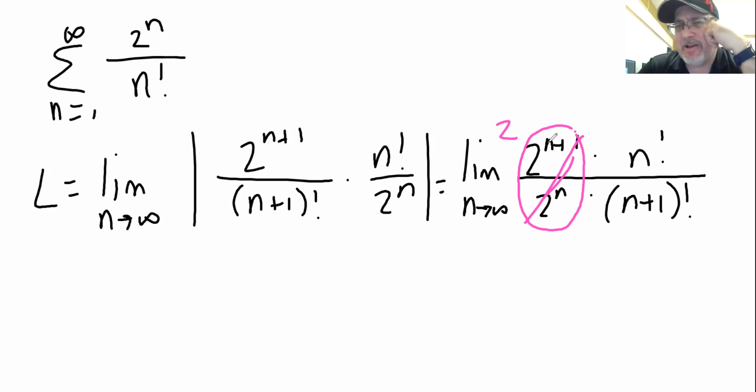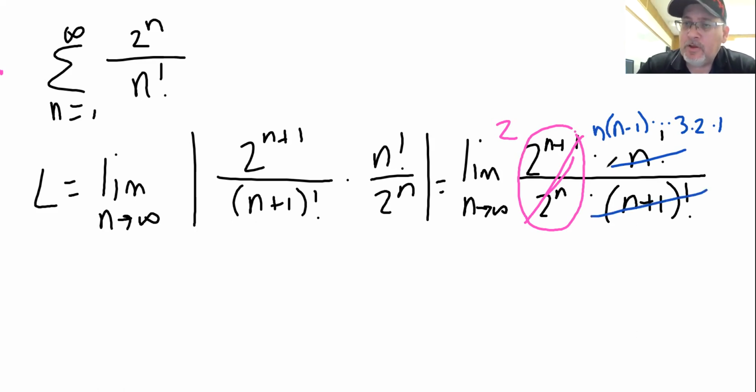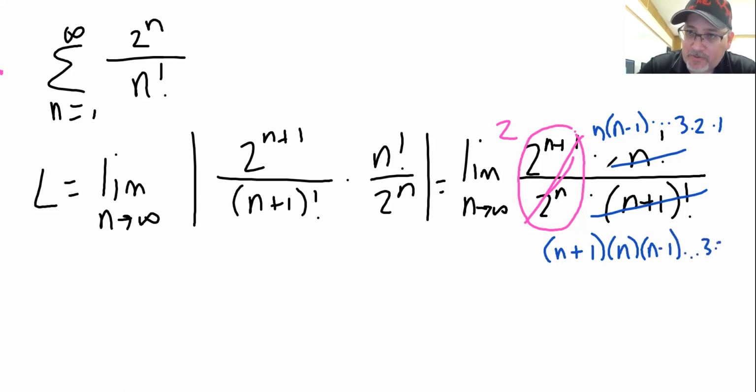Now the factorials may not be as obvious until you start expanding them. If we were to expand the n factorial, it would be n times n minus 1 all the way down to 3, 2, and 1. But what would the n plus 1 factorial expand to? Well, it would start with n plus 1, and then you would multiply by the next number 1 less than that. Well, n plus 1 minus 1 is just n, and 1 less than that is n minus 1. And then all the way down to 3, 2, and 1.